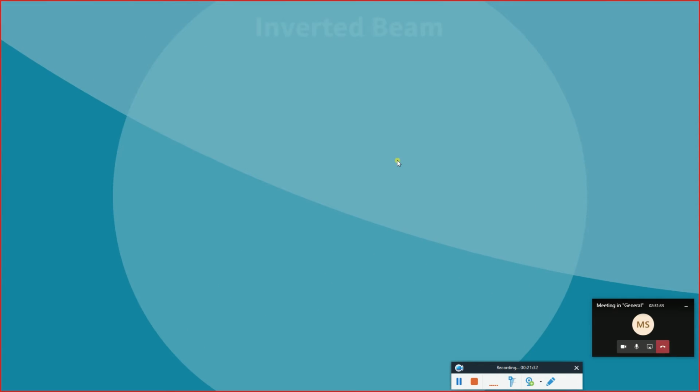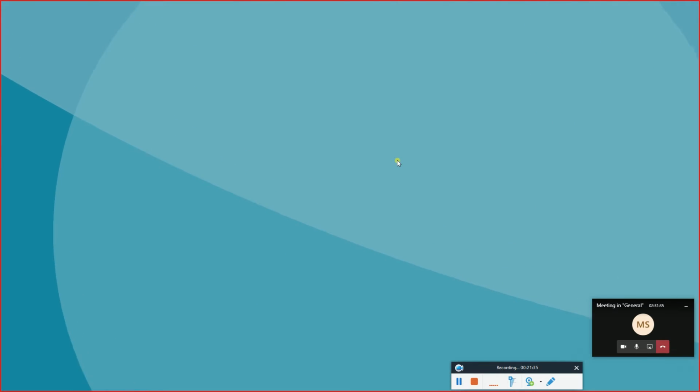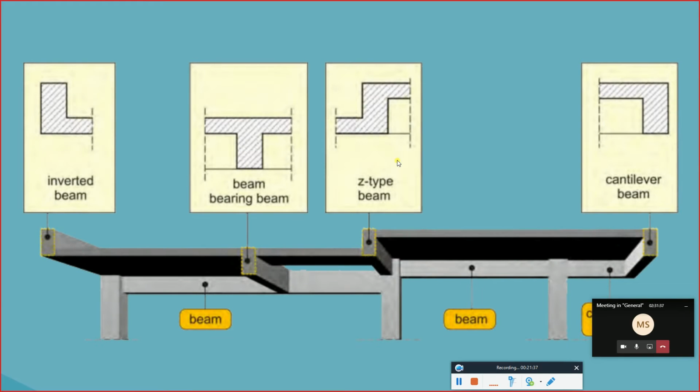Second is going to be the inverted beam. Before going to the inverted beam, you need to understand the different types of beams. If you can see here, this is a regular beam. Whatever we call a regular beam, whether it's a T section or a rectangle, depends. Here it has been designed as a rectangular section. If it's taken to be this one, then it's a T section.